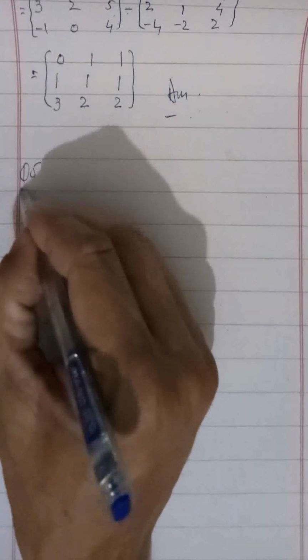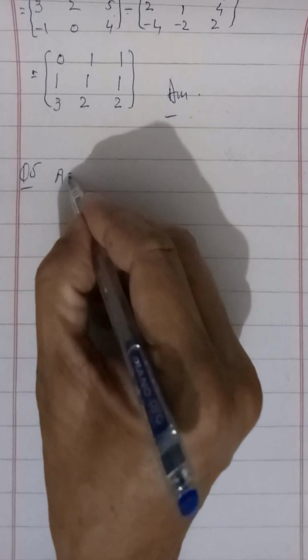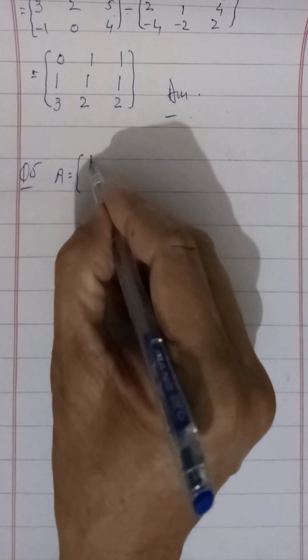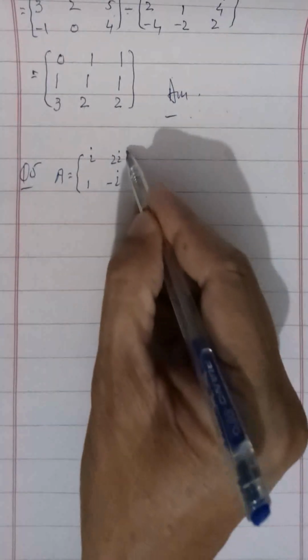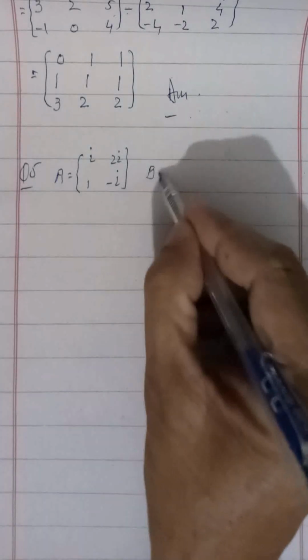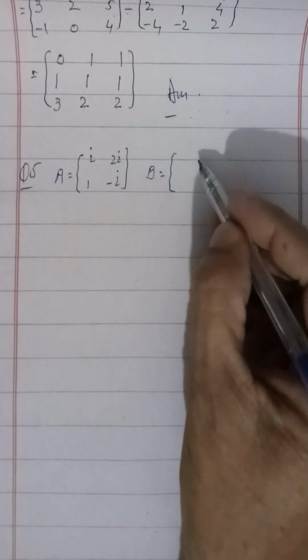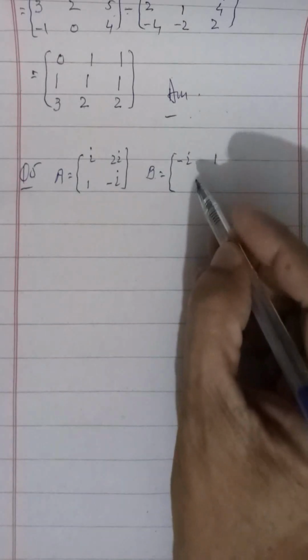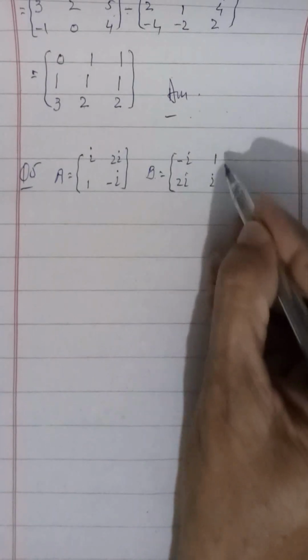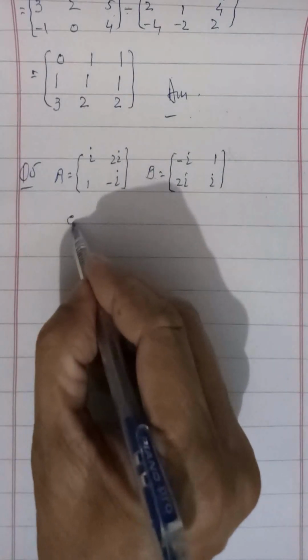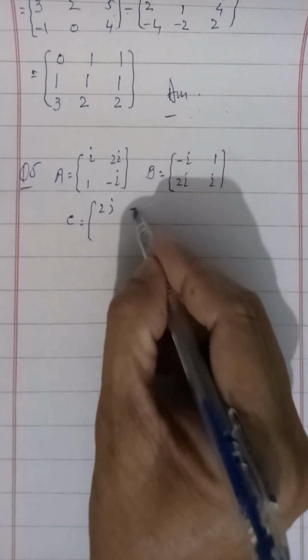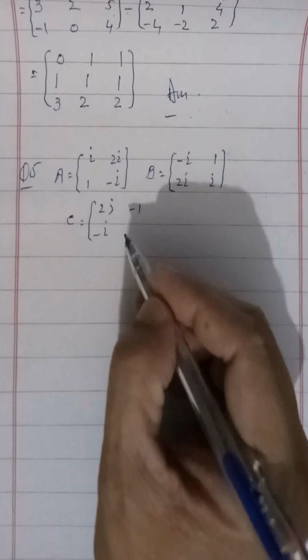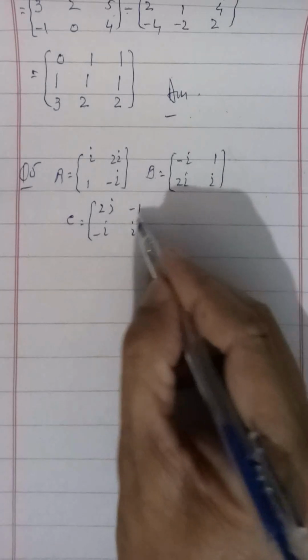Start question 5, exercise 3.2. Question 5, we have A matrix is equal to [iota, 2 iota; 1, minus iota], and B matrix is equal to [minus iota, 1; 2 iota, iota], and the third is C matrix, which is [2 iota, minus 1; minus iota, iota].